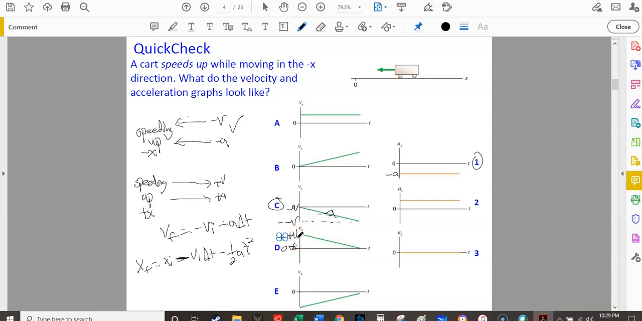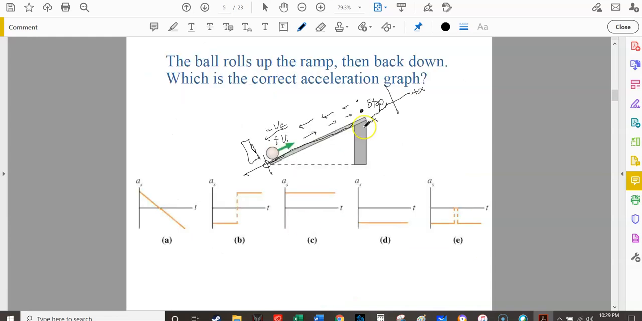And then what's going to happen now? Well, now it's going to come to a stop, and now it's turning around. So its velocity at this top part is equal to 0, right? So it's got an instantaneous velocity, but now it's turning around, and now it's going to be traveling in the negative x direction, and it's going to be speeding up as it's traveling in the negative x direction.